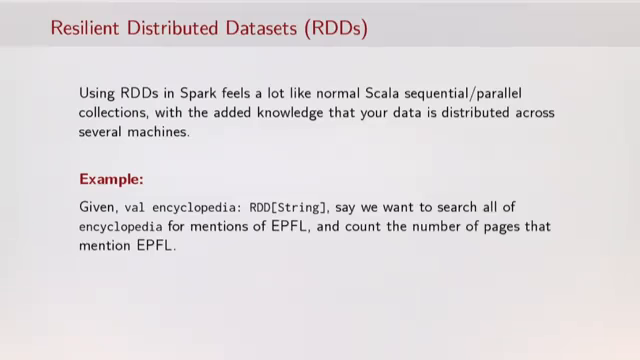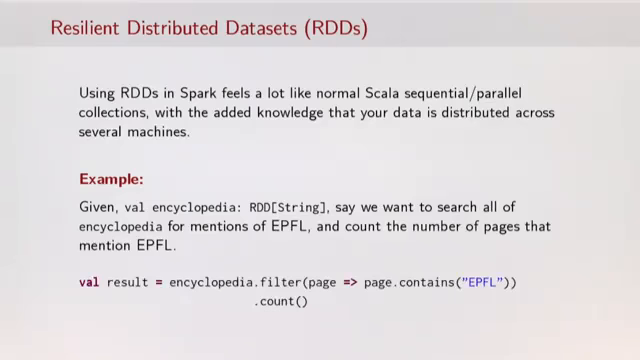How would one write this code, knowing that we have something called encyclopedia, and we want to search for mentions of EPFL and then sum up the mentions? Well, it looks very much like regular Scala collections. This is all you need to do. Assuming that each page is a string, all I have to do is page.contains my substring, in this case EPFL. I do encyclopedia.filter with this very simple predicate, and then I can just count the number of pages that have EPFL in the text. That's it. It looks exactly the same as how you would do it on a list.